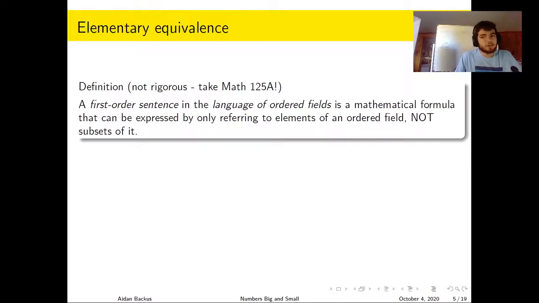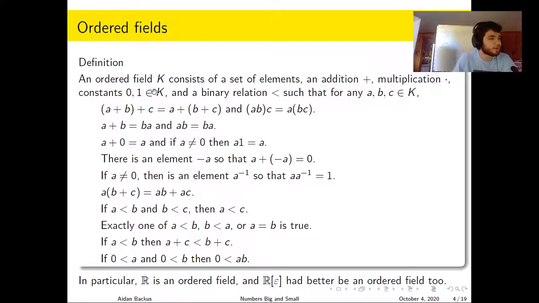So another thing that they should have in common should be something called elementary equivalence. To state what an elementary equivalence is, I should first define what a first order sentence is. A first order sentence is a sentence that only refers to elements of an ordered field. It only refers to these guys A, B, and C. It does not refer to sets of these numbers A, B, C. For example, all of these sentences are first order. They only refer to the elements of the ordered field and not sets of the elements.